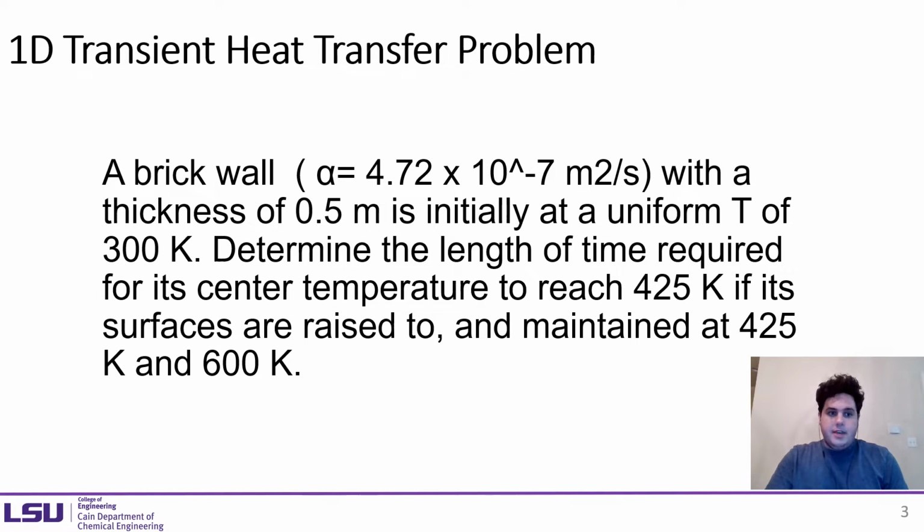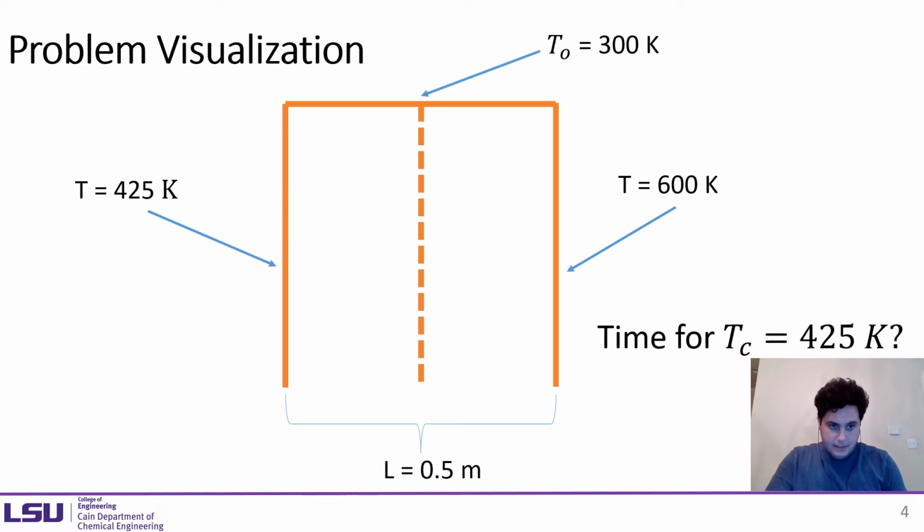So this is our problem statement for the 1D problem. It says a brick wall with a thickness of 0.5 meters is initially at a uniform temperature of 300 Kelvin. Determine the length of time required for its center to reach 425 Kelvin if its surfaces are raised to and maintained at 425 and 600 Kelvin respectively.